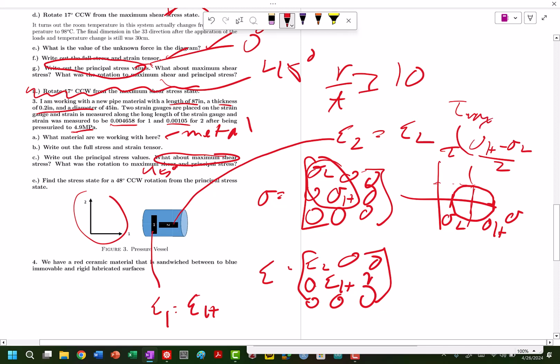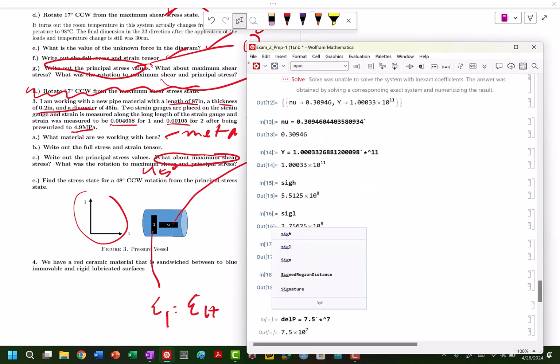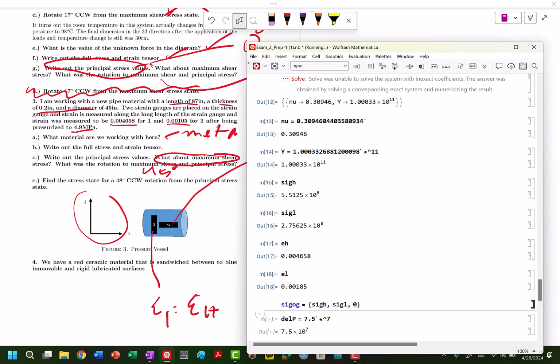Find the stress state for a 48-degree counterclockwise rotation from the principal stress state. So this is nice because my sig OG, my original stress state, is also equal to the principal stress state, and that's going to be equal to, again, normal, sig H, sig L, doesn't matter here, and then the shear stress value.